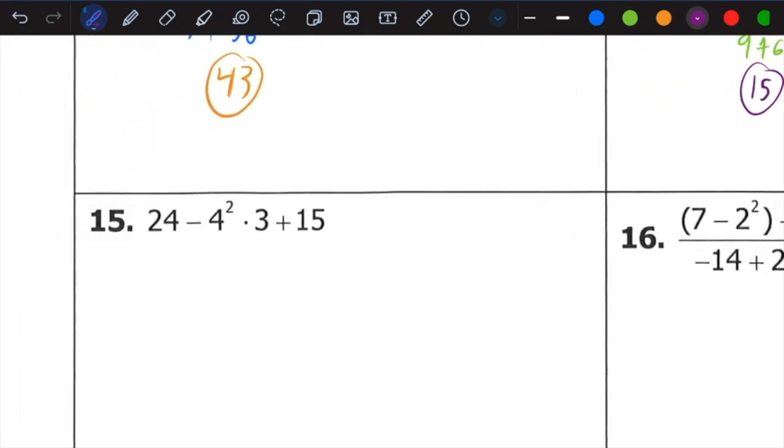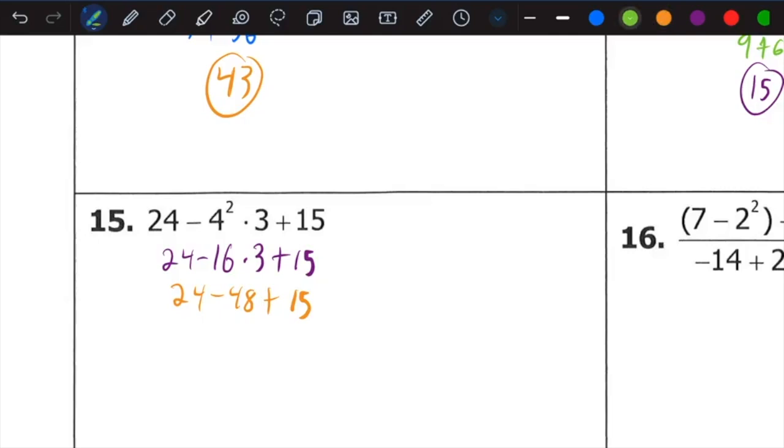Number 15. We would first start with our exponent again. And so I'm going to have 24 minus 4 times 4, or 4 squared, is 16, times 3 plus 15. Again, this multiplication would come next. So I'll go ahead and do 16 times 3 and get 24 minus 48 plus 15.